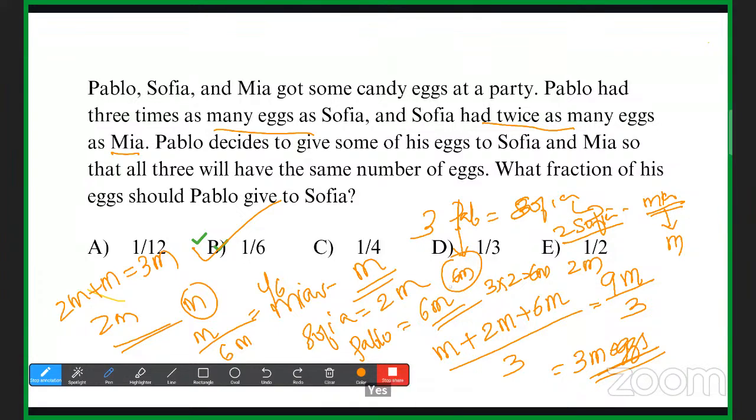Okay, so 6m number of eggs. But then the question says all 3 have the same number of eggs. So m plus 2m plus 6m, that is m for Mia, 2m for Sophia and 6m for Pablo, divided by 3 is equal to 3m. So 3m means 2m for Mia and m for Sophia from Pablo. So m by 6m is equal to 1 by 6, which is the right answer.